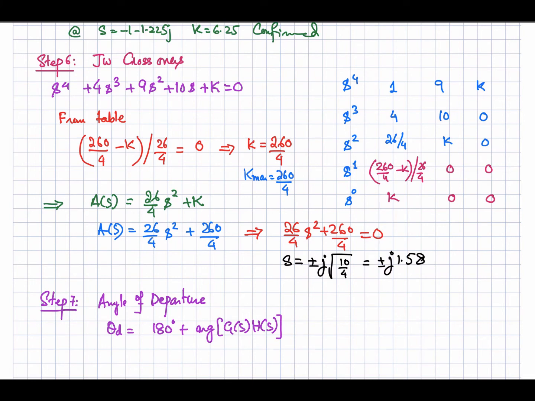Okay, now we have two complex poles in this system, so definitely there will be the angle of departure. How do we calculate the angle of departure? That is given as 180 degrees plus the argument of G(s)H(s), excluding the pole for which we are calculating the angle of departure, right? So this is the argument of the open loop gain, but in this we will not consider the pole for which we are calculating the angle of departure.